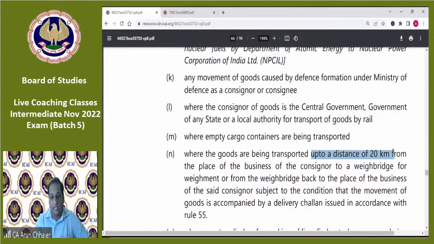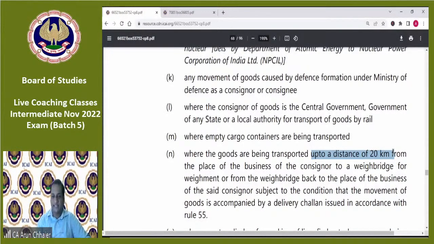Only delivery challan. Rule 55 is talking about the delivery challan. So you prepare the delivery challan and move the truck on the basis of the delivery challan without the e-way bill. Purpose should be your payment. So when the goods reach the weighbridge and are weighed, the goods come back to your factory. Again, you can take the goods back to your factory without any e-way bill. Whatever the value, no problem. So till 20 kilometers, e-way bill is not required.